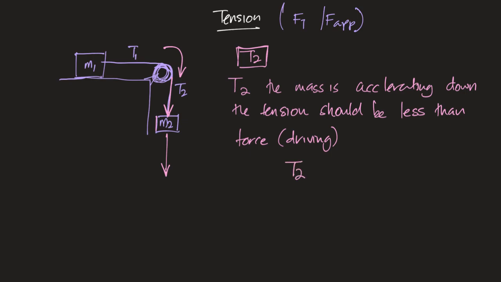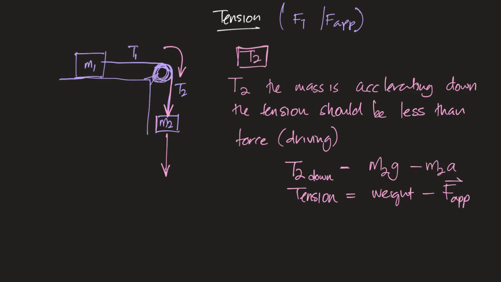So if I wanted to work out T2, I'd say T2 for a downward motion is equal to M2G minus M2A. It's not a formula that's on your formula sheet, so you must memorize it. So tension is equal to the force of gravity minus the force applied, which is your driving force, the thing that's bringing it down.